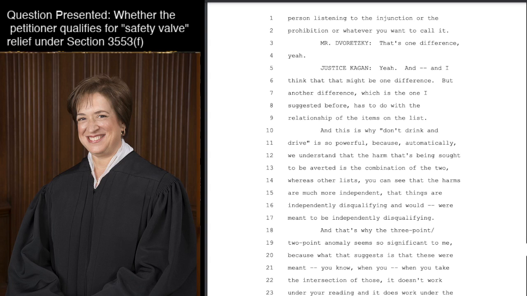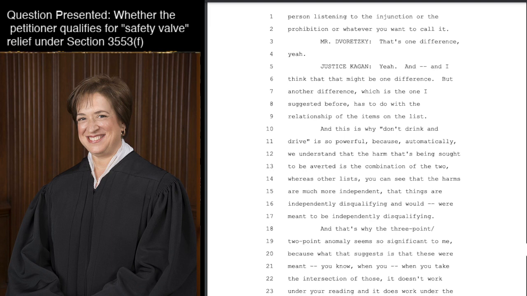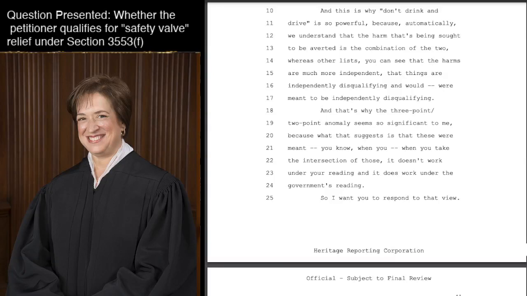But another difference, which is the one I suggested before, has to do with the relationship of the items on the list. And this is why "Don't Drink and Drive" is so powerful, because automatically we understand that the harm that's being sought to be averted is the combination of the two. Whereas other lists, you can see that the harms are much more independent, that things are independently disqualifying and were meant to be independently disqualifying. And that's why the 3-point, 2-point anomaly seems so significant to me.